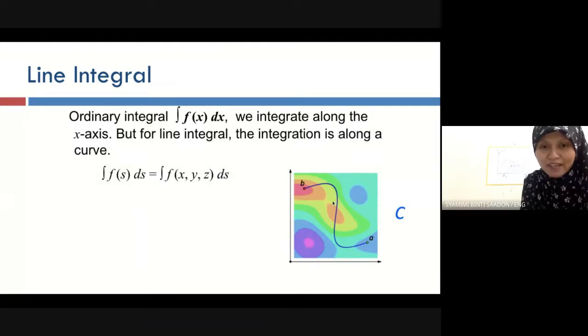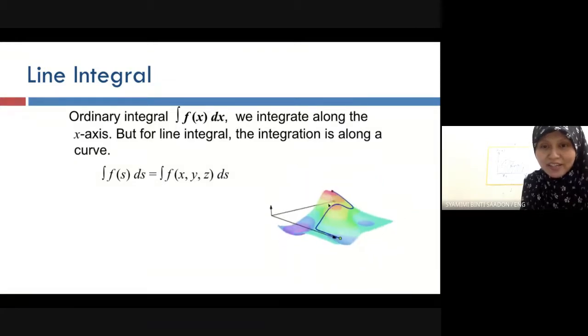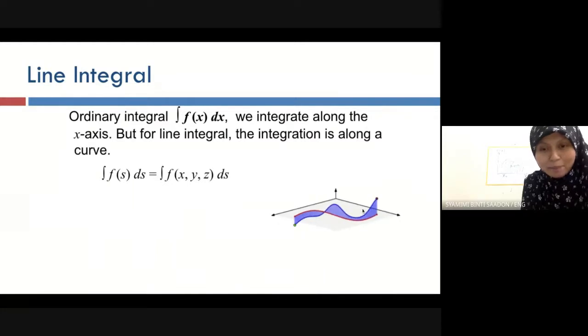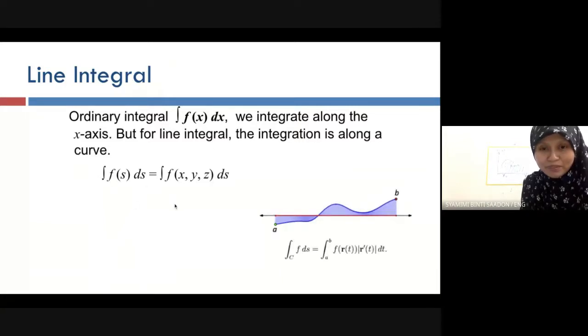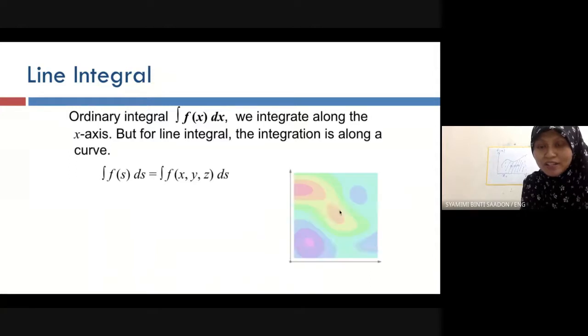So you have a curve like this. When we do integration along a curve, it means that we calculate the area of all of this in purple or blue. This is just to show you what this integral means. So a line integral is the integration along a curve, which means that we calculate all this area.